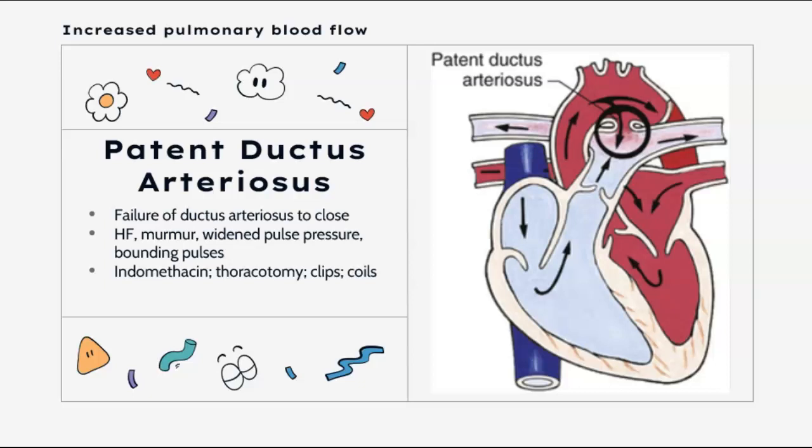Signs and symptoms: the patient might be asymptomatic, or they can show signs of heart failure. You'll hear a machinery-like murmur, a widened pulse pressure, and bounding pulses. Treatment includes indomethacin. This was proved to be successful in closing the patent ductus arteriosus in preterm infants and some newborns. Surgical division or ligation of the vessel through a thoracotomy might also be used as treatment. They can also use clips through minimally invasive surgery, or coils to occlude the patent ductus arteriosus, and those will be placed in the cath lab.